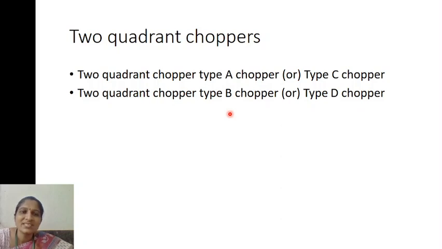Next one is two quadrant choppers. Two quadrant choppers are nothing but type A chopper and type B chopper. So the two quadrant type A chopper is also called a type C chopper, and the two quadrant type B chopper is also called a type D chopper.